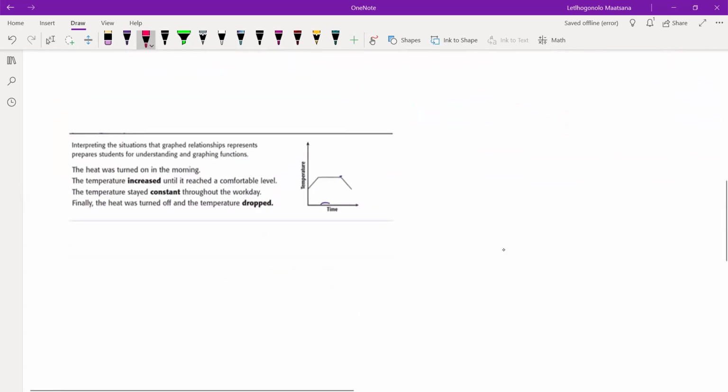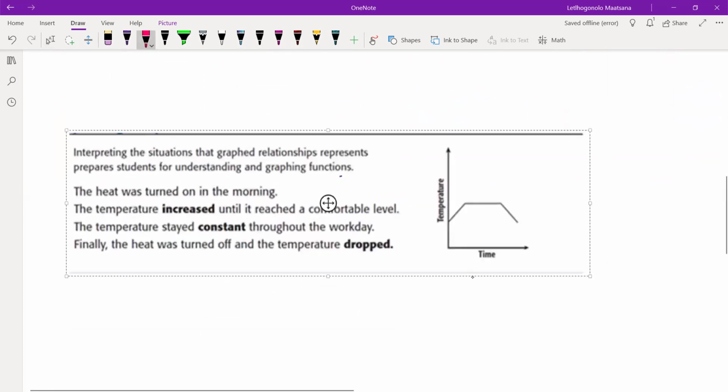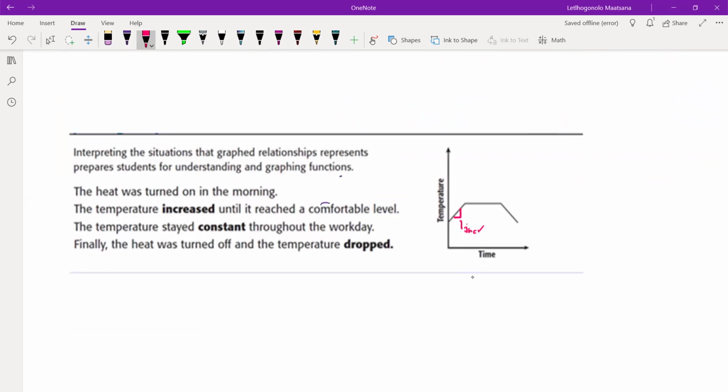Let's interpret this graph that we have here of temperature against time. We will see that in the beginning, our temperature was increasing with an increase in time. And after some while, our temperature remained constant. And here we can see that the temperature has decreased.